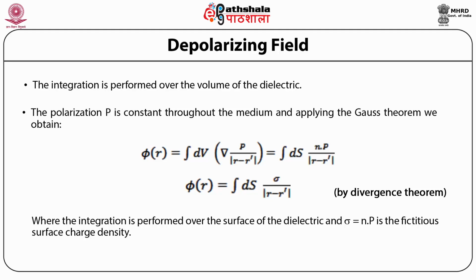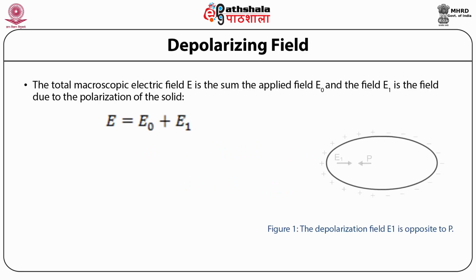from the polarized medium. Using the potential 7, we can easily calculate the electric field due to the uniform polarization P. Note that this field is macroscopic. It is a smooth function on the atomic scale because we replace the discrete lattice dipoles with the smoothed polarization P. The total macroscopic electric field E is the sum of the applied field E0 and the field E1, which is the field due to the polarization of the solid.